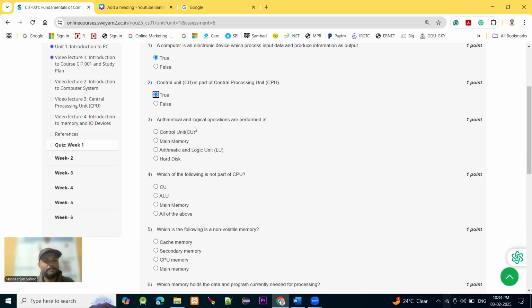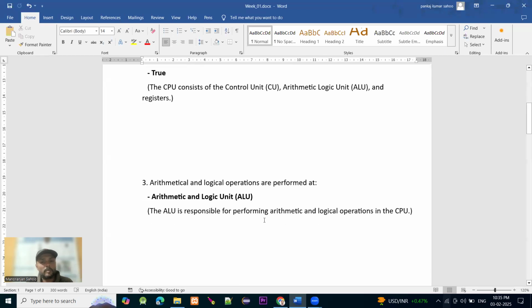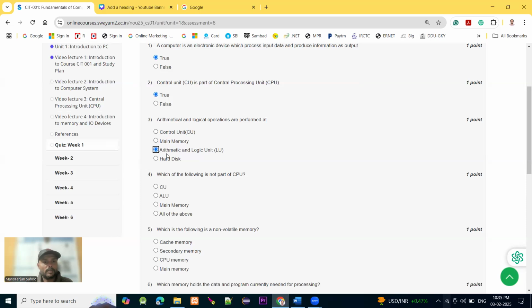Moving to question number three, arithmetic and logical operations are performed. We know the CPU consists of three parts: arithmetic logic unit, control unit, and operational registers. What is the arithmetic logic unit? All the arithmetic and logical functions are handled in a special type of unit, called the arithmetic logic unit. Arithmetic operations are addition, subtraction, multiplication, division, and so on, along with logical operations. So the ALU is responsible for performing the arithmetic and logical functions in the central processing unit. So option 3 is the right answer.